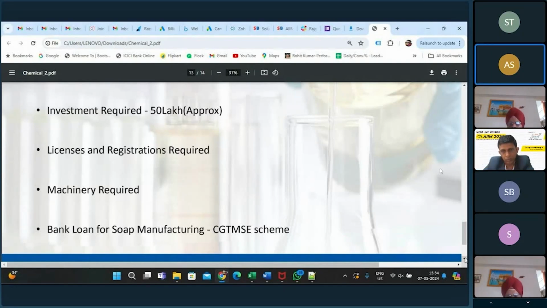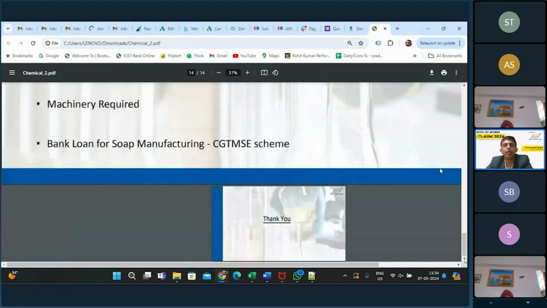So these are the basics. We can definitely do the costing depending on the specific requirement. Machineries, licenses, and registrations would be required, and bank loans are also available under various schemes. So this was all that I wanted to present. If you have questions, please feel free to ask.